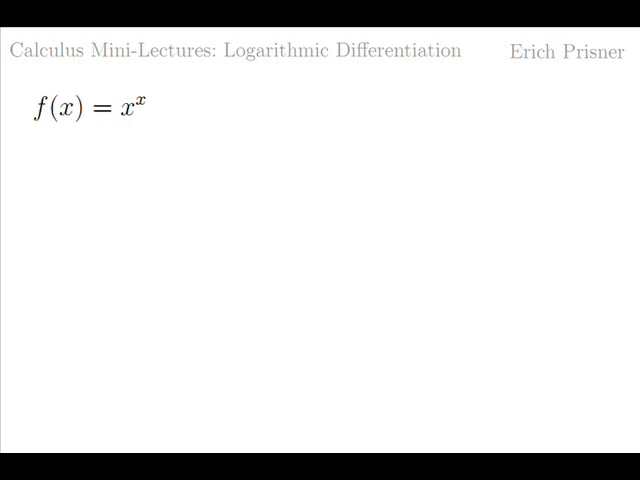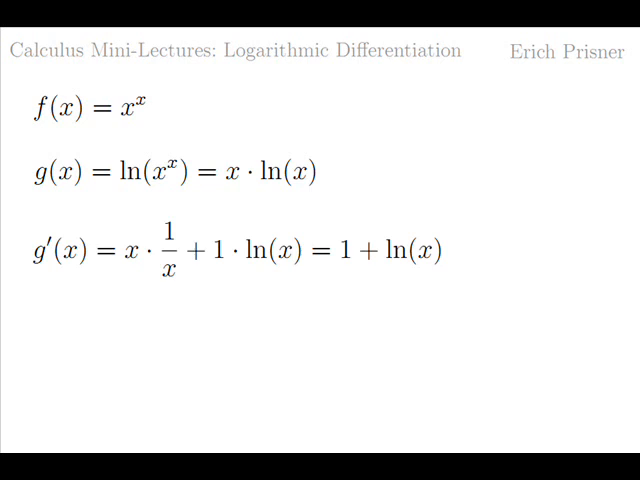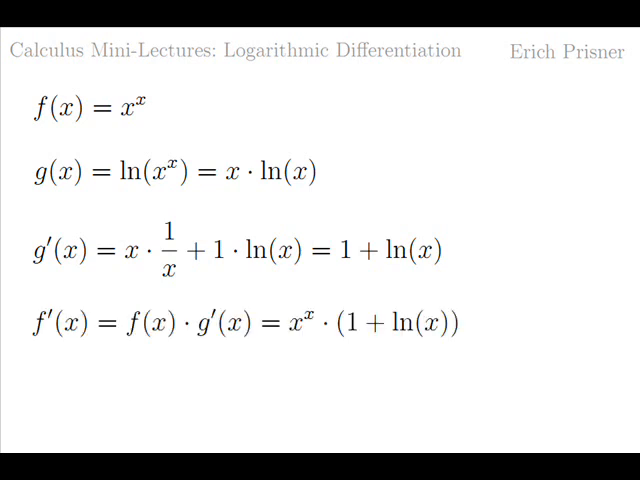Let's now look at the example f of x equals x to the power of x. We get g of x equals ln of x to the power of x, which equals x times ln of x. This function is fairly easy to differentiate. Using product rule, we get g prime of x equals x times 1 over x plus 1 times ln of x, which is just equal to 1 plus ln of x. Therefore, f prime of x equals f of x times g prime of x, which is x to the power of x times 1 plus ln of x. Of course, this was the simplest possible example.